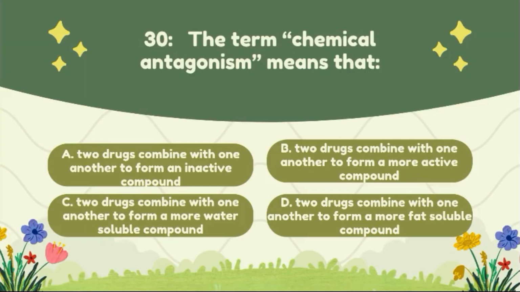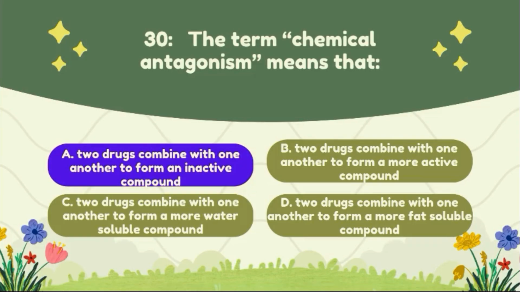Next question is, the term chemical antagonism means that A, two drugs combine with one another to form an inactive compound. B, two drugs combine with one another to form a more active compound. C, two drugs combine with one another to form one water soluble compound. D, two drugs combine with one another to form a fat soluble compound. The correct answer of this question is option A, two drugs combine with one another to form an inactive compound.